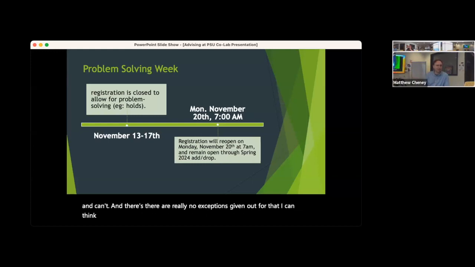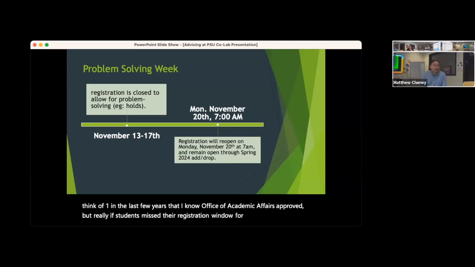I can think of one in the last few years that I know the Office of Academic Affairs approved. But really, if students miss their registration window, for whatever reason, and there are legitimate reasons students miss their registration window, they're going to have to wait until it opens up for everybody again on November 20th.